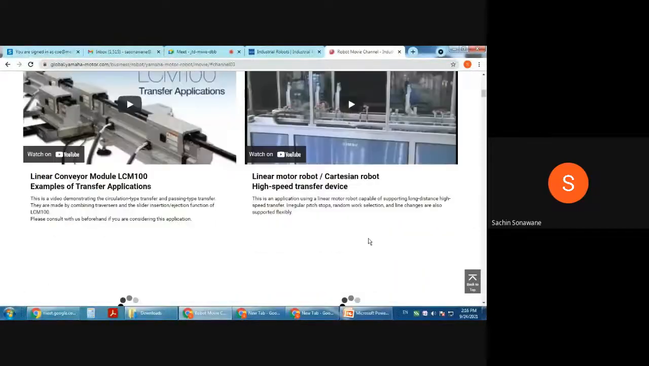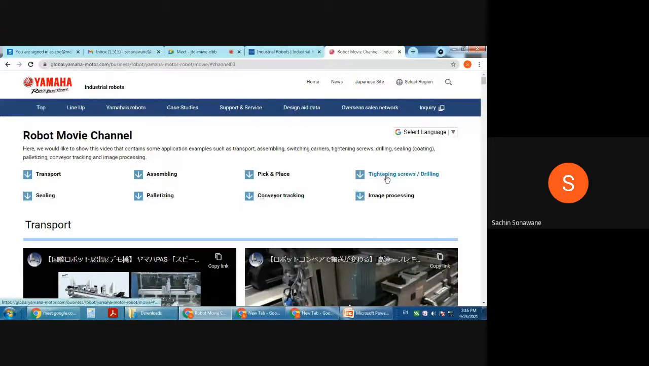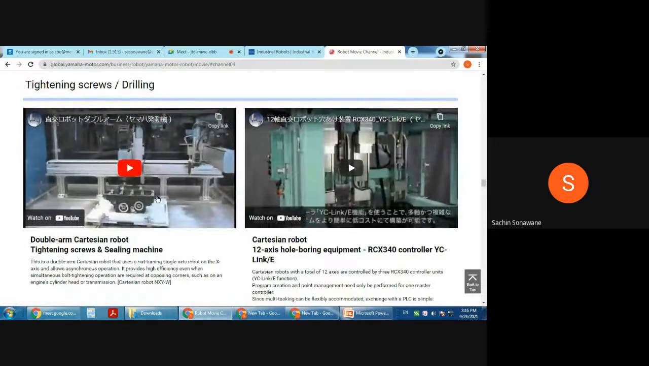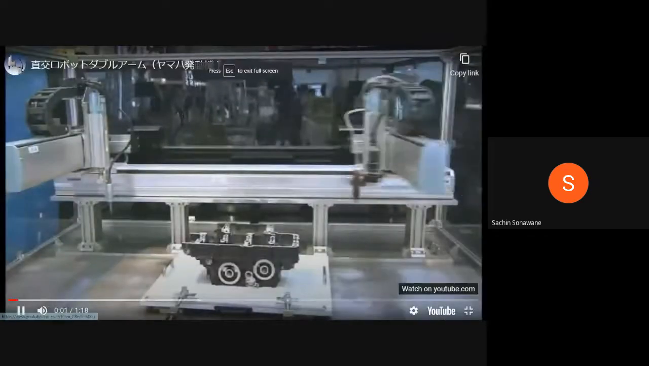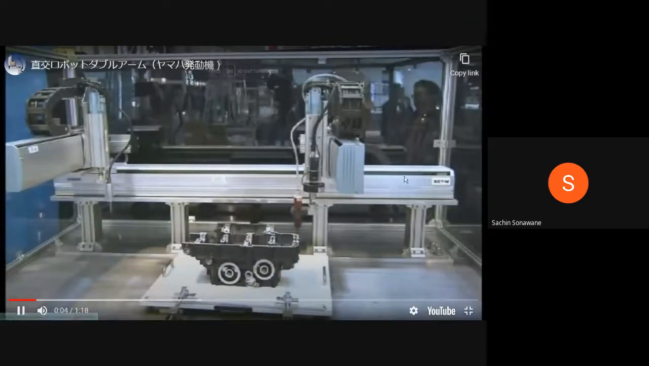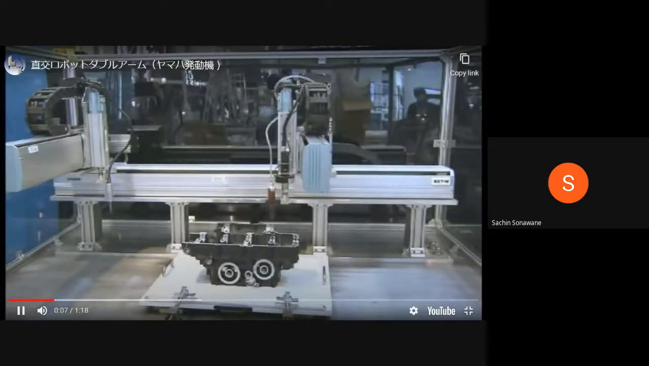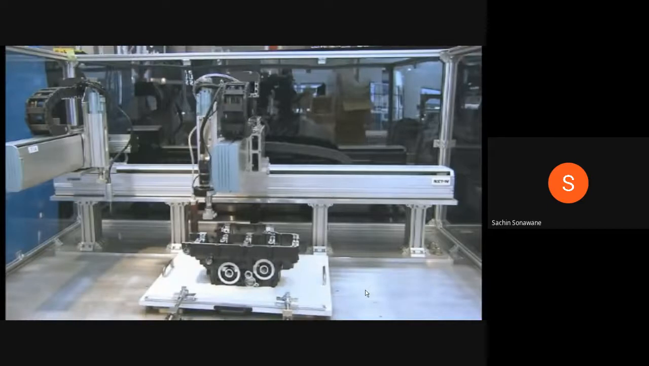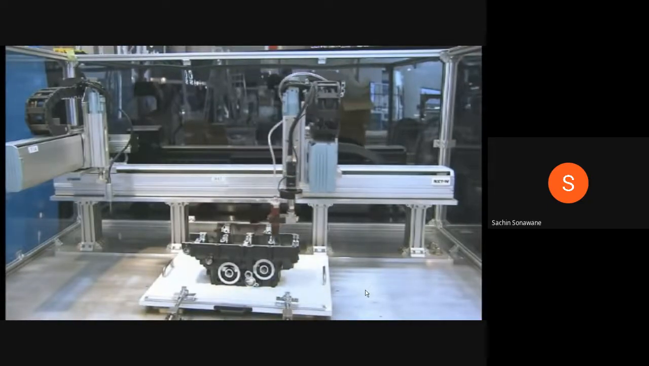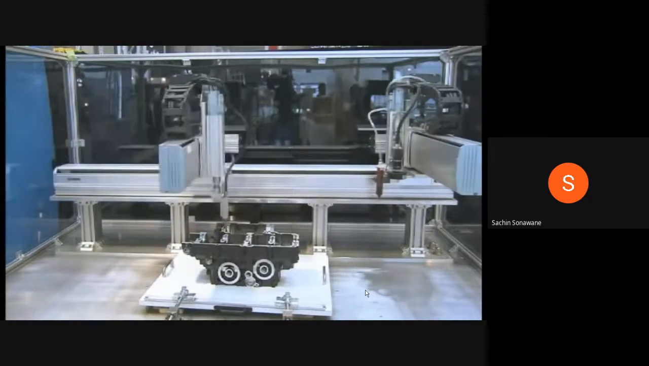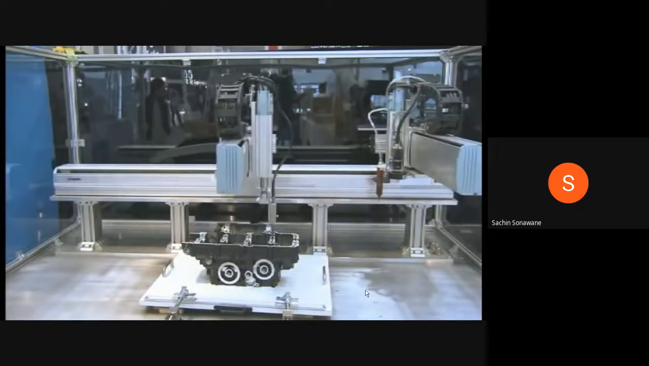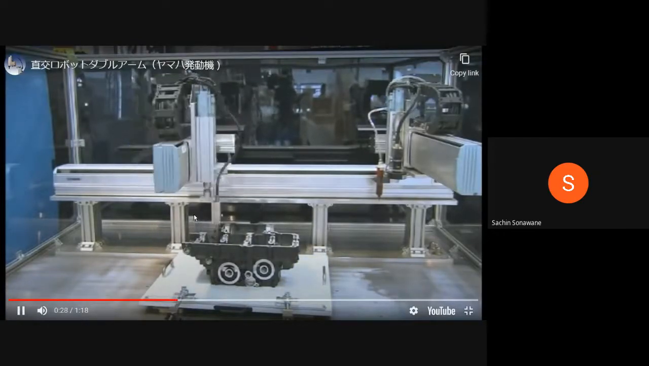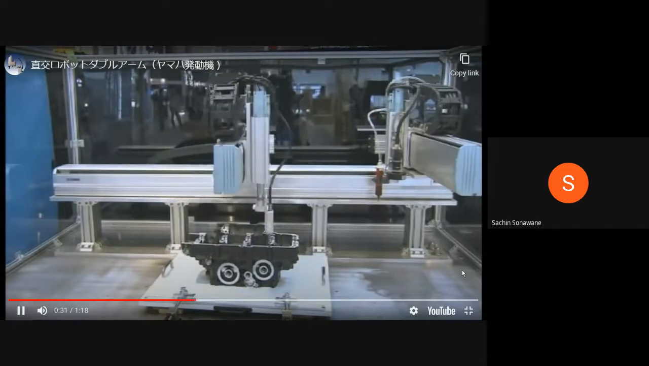Then we'll see tightening of screws and drilling operation carried out by robot. See here, this robot arm is coming now. It is drilling, or it may be screwing or tightening the nut screws. This is drilling and this is tightening, screwing the screws.